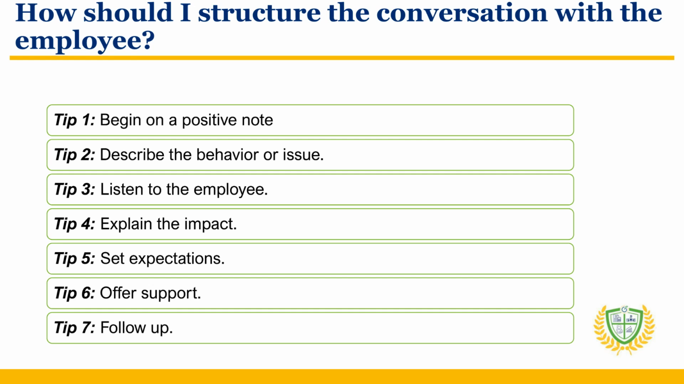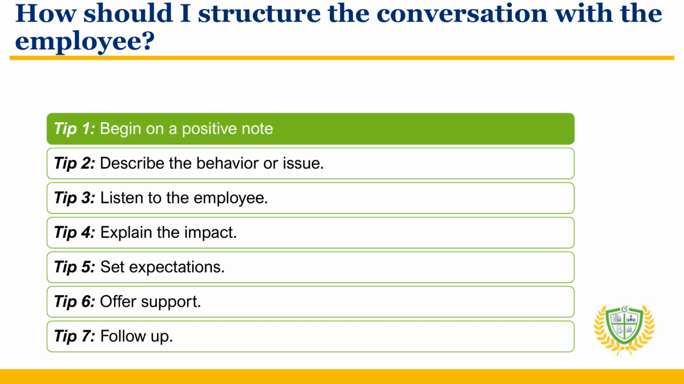Structuring the conversation with the difficult employee is crucial to ensure that you address the issue effectively and professionally. Here are 7 tips on how to structure the conversation. Begin on a positive note. Start the conversation by acknowledging the employee's strengths and contributions to the team. This can help to establish a positive tone for the conversation and make the employee more receptive to feedback.